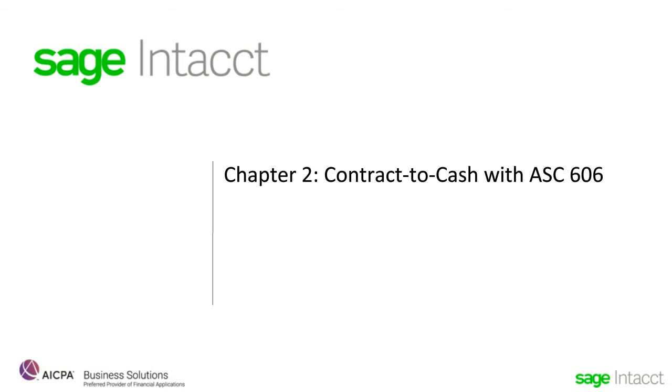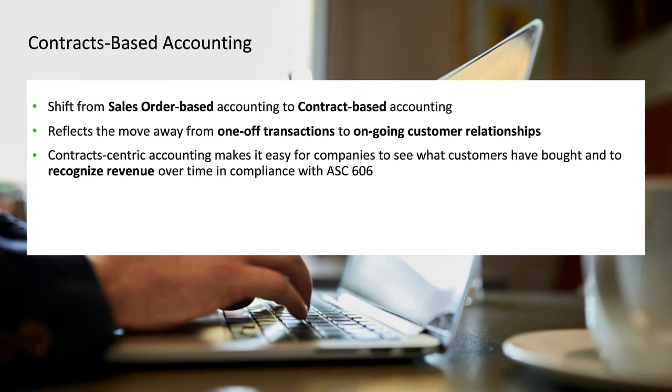As we transition off of what John just shared on quote-to-cash integration to Chapter 2, contract to cash, and including how we enable you to handle your ASC 606 revenue recognition. On contract-based accounting, there are these three things that we talked about, the megatrends at the beginning. The shift from being order-based in your accounting to contract-based in your accounting.